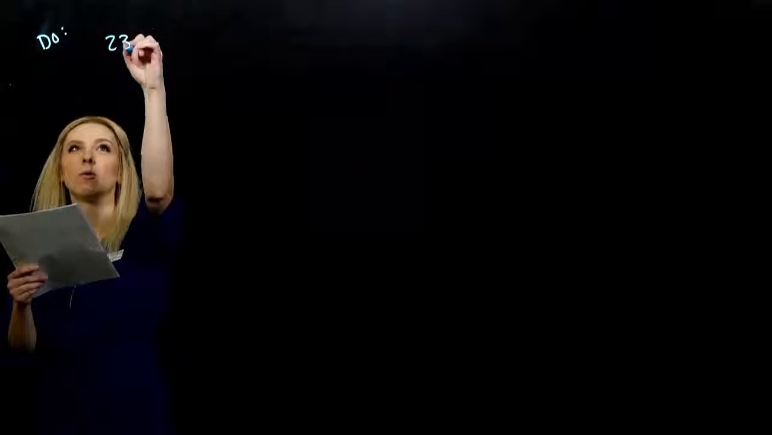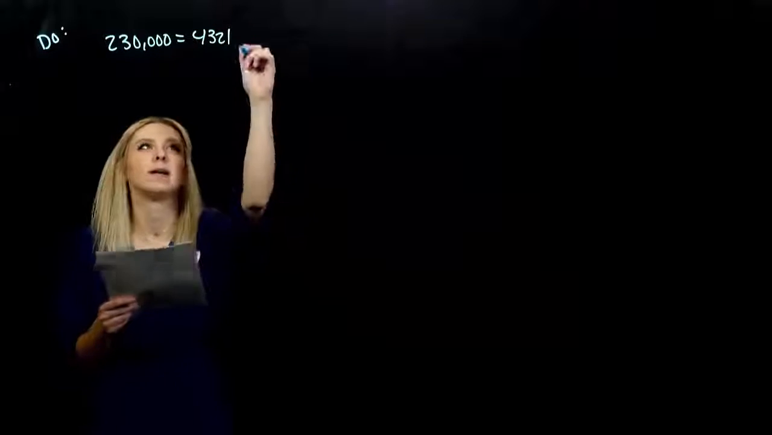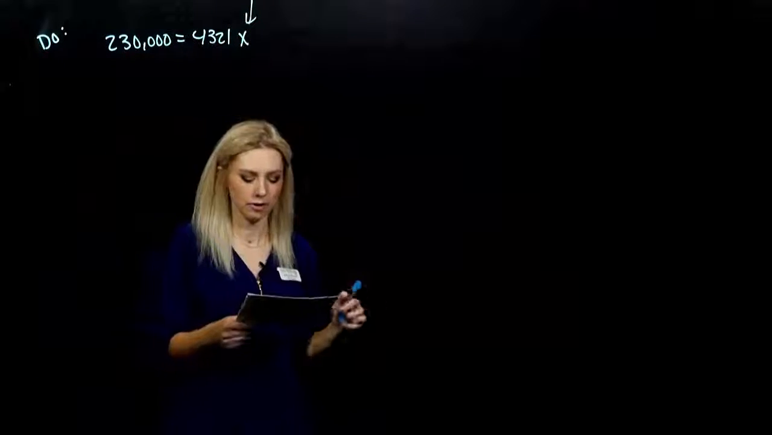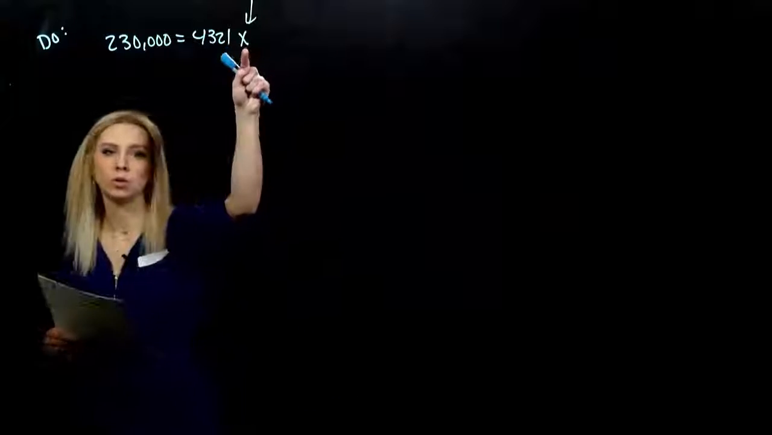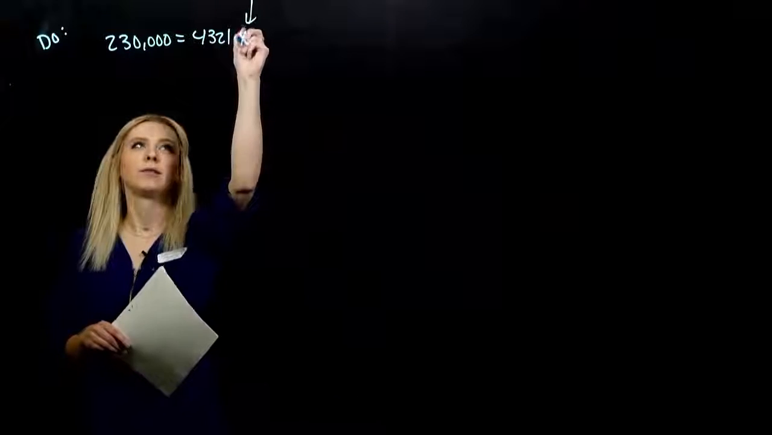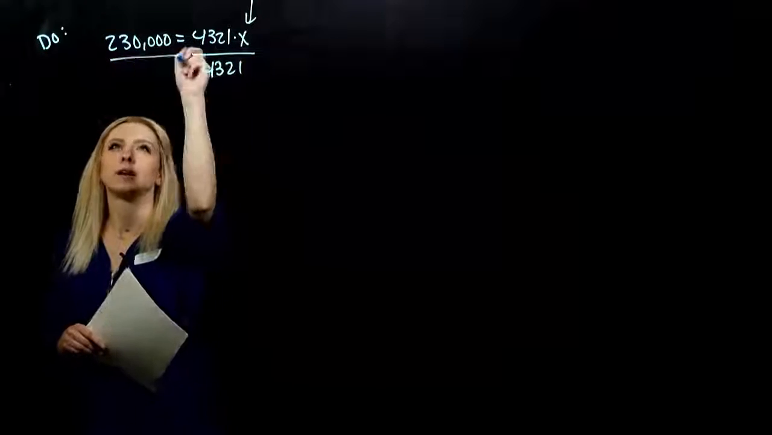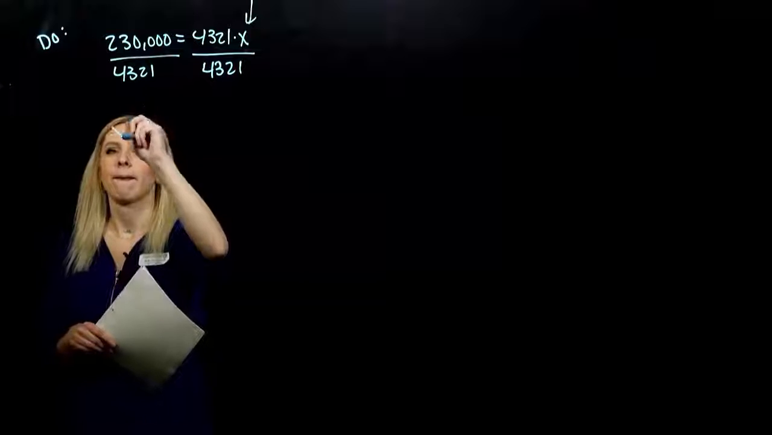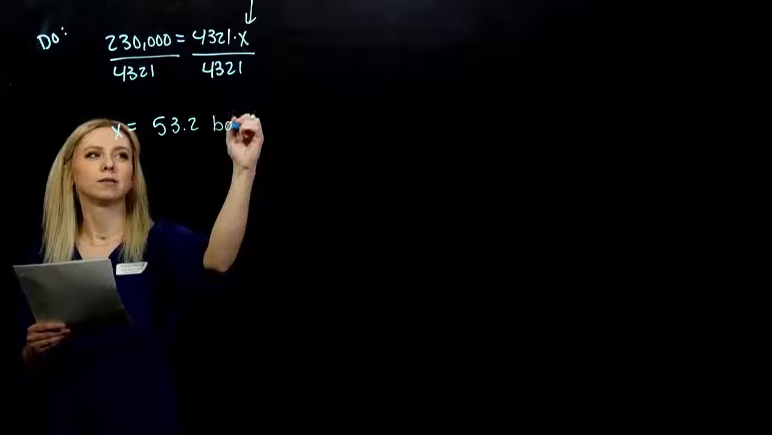So in this case, our number of socks is given to us. I want to make this many socks. Here's my constant that's involved in the formula. I want to figure out X. I want to know how many bales of cotton I need in order to make that many socks. So to solve for X, what do we need to do? I have 4,321 attached by multiplication. So I need to divide on both sides to get rid of it. And X is going to be equal to 53.2 bales.